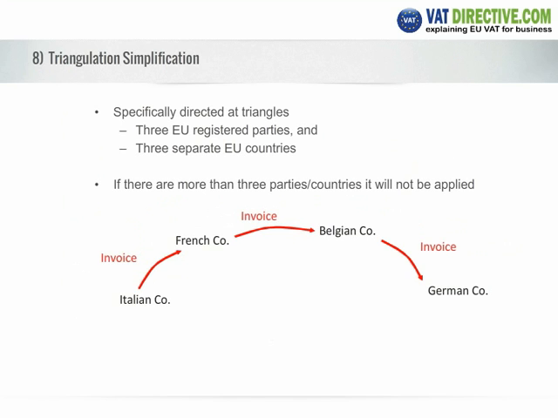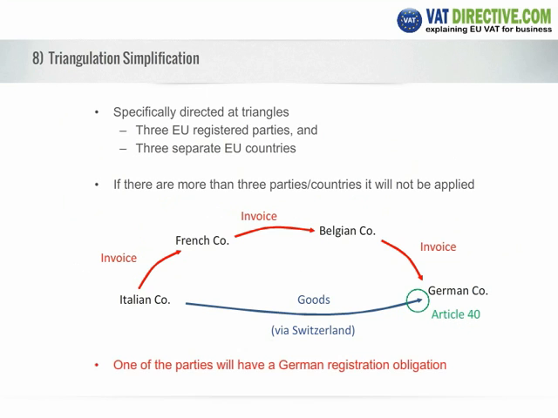If, for example, we had 4 parties and the Italian company was selling to the French company selling to the Belgian company selling to the German company, and the Italian company were directed to move the goods via Switzerland to Germany, then we don't have a triangle. And what we've got here is acquisition VAT, Article 40, due in Germany. Now that will mean that one of the parties will have a German registration obligation. Whether it's the Italian, French or Belgian company remains to be seen. That would depend on the individual situations.